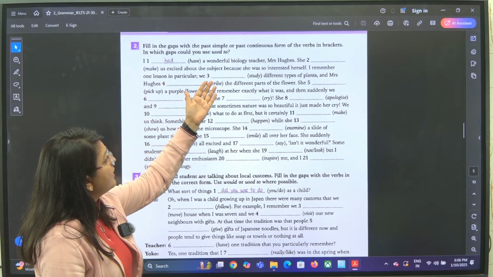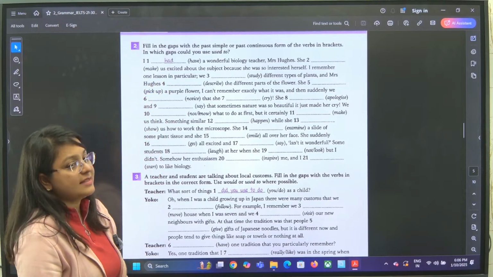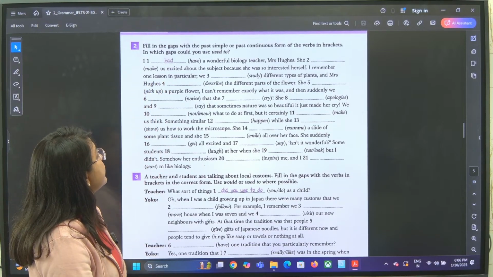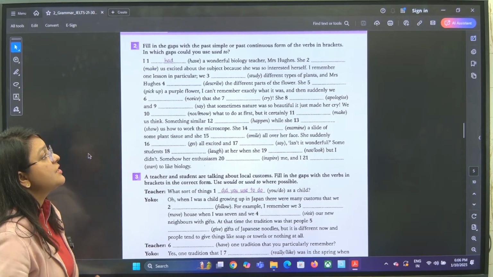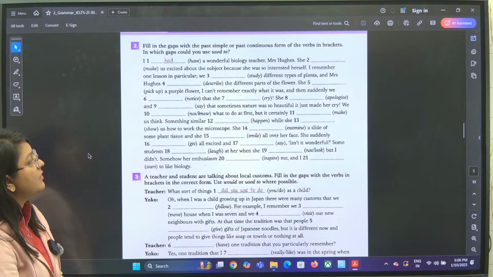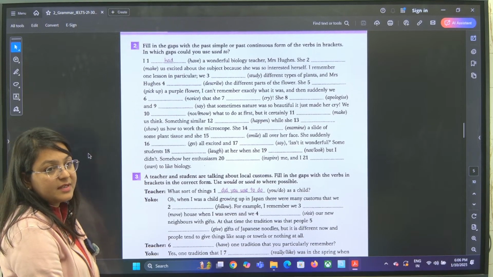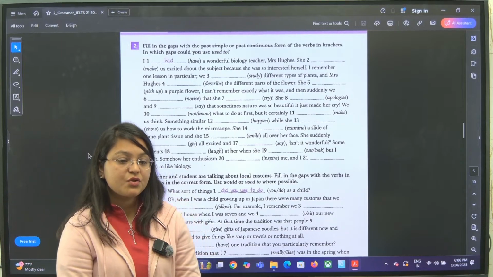I had a wonderful biology teacher, Mrs. Hughes. She dashed us excited. She made us excited about the subject because she was interested herself. I remember one lesson in particular. We dash different types of plants. We studied. Are you sure?